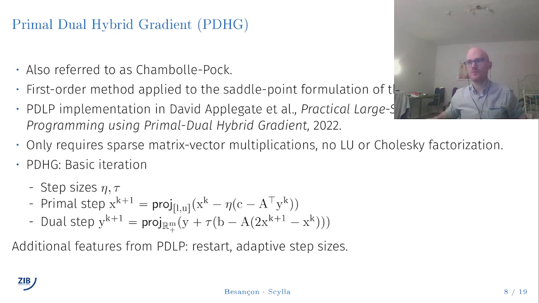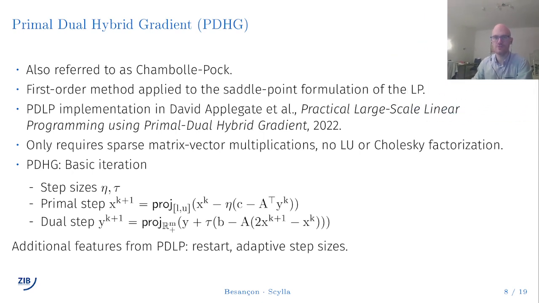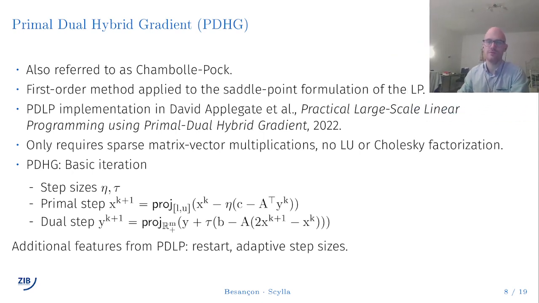So in that case, I'm referring to the so-called primal dual hybrid gradient algorithm, also referred to as Chambolle-Pock, which is a first order method for saddle point problems, applied to the saddle point formulation of the LP. And the key implementation we're using here is from the paper Practical Large-Scale Linear Programming using PDLP from Applegate and others from 2022.